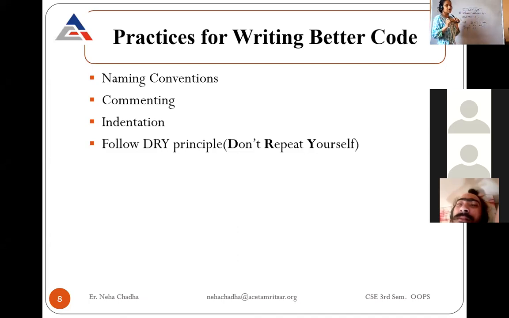Then comes the commenting. Commenting means it is mandatory to give comments in your program. This is the easiest one, a 4-5 line code. That is not an issue if I read it. But when you write a project of thousands of lines, it will be very difficult to remember or cram all the functions and all the classes that you have written, the functioning behind each function, what that particular function performs. So it is better to give comments here.